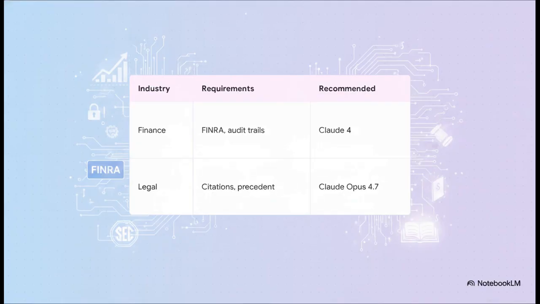Let's look at finance and legal next. Both of these fields demand incredible, uncompromising accuracy, but actually in slightly different ways. Finance requires FINRA and SEC compliance, audit trails, and absolutely zero hallucination when it comes to numbers. Legal, meanwhile, relies heavily on precedent-based reasoning and highly precise citation accuracy. For both of these super risk-averse domains, the Claude family, specifically Claude 4 for finance and Claude Opus 4.7 for legal, is pretty much the dominant choice right now because of their structured, rule-following outputs.